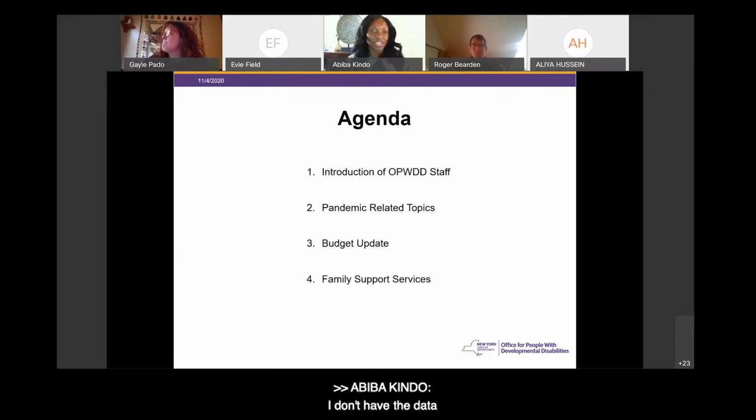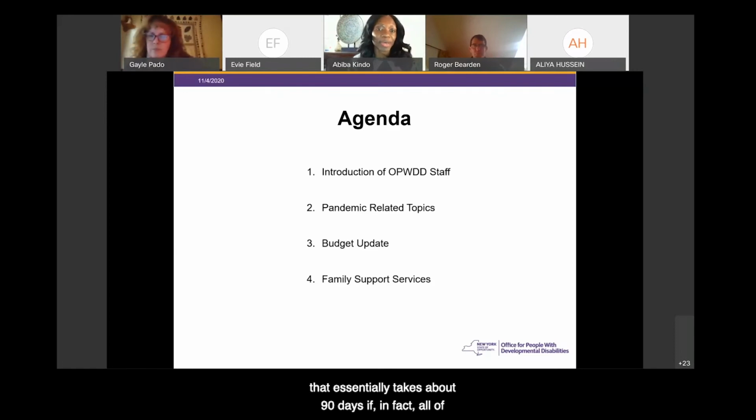I don't have the data immediately available, but I know that with eligibility, we have a 3-step process that essentially takes about 90 days if, in fact, all of the documentation and evaluations are provided to the regional office eligibility staff. But that's just for eligibility. That doesn't include waiver enrollment. It doesn't include enrollment into CCO. It doesn't include service authorization, and it doesn't include the identification of a provider to provide that service. That's just eligibility. Okay, thank you.